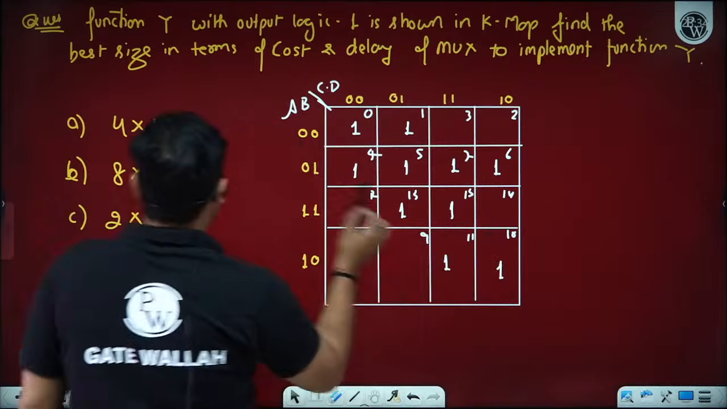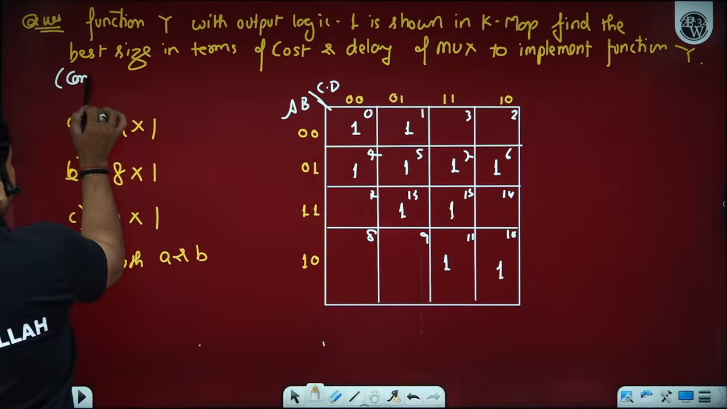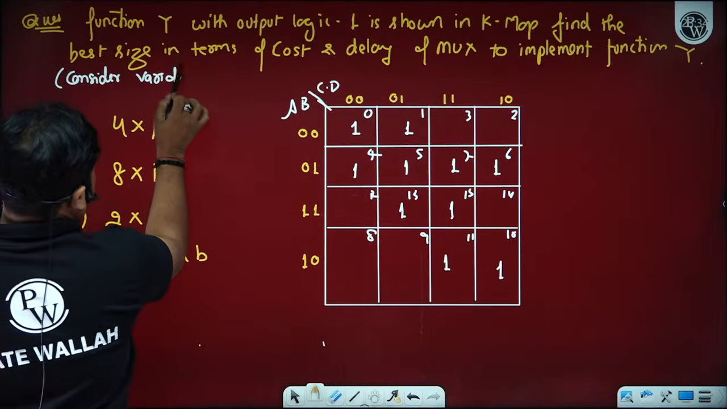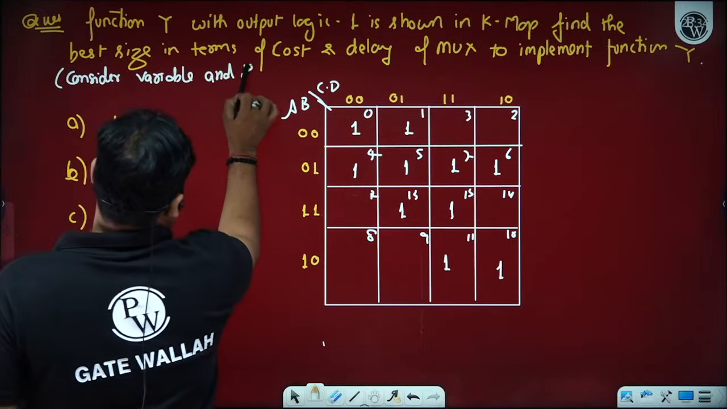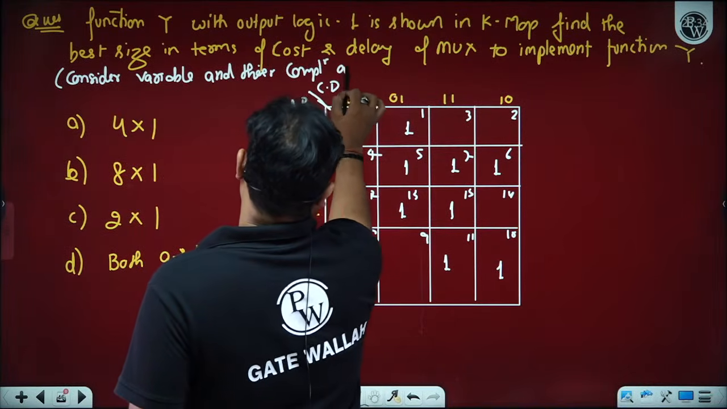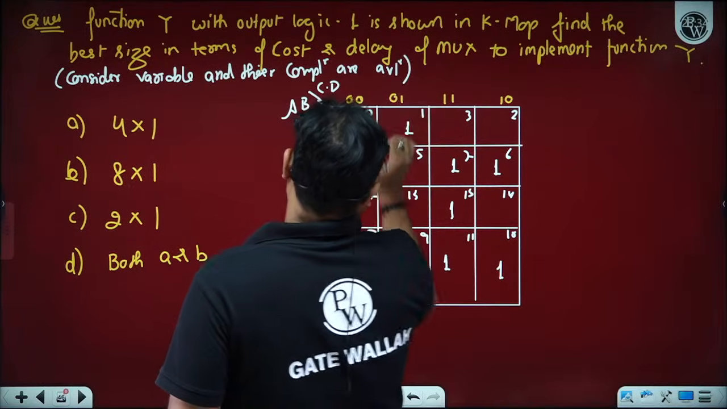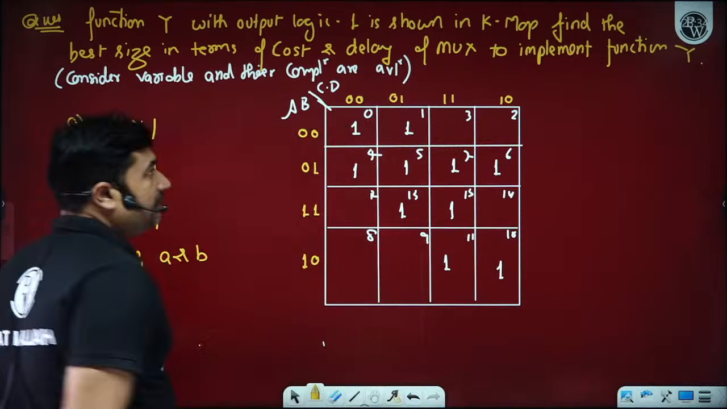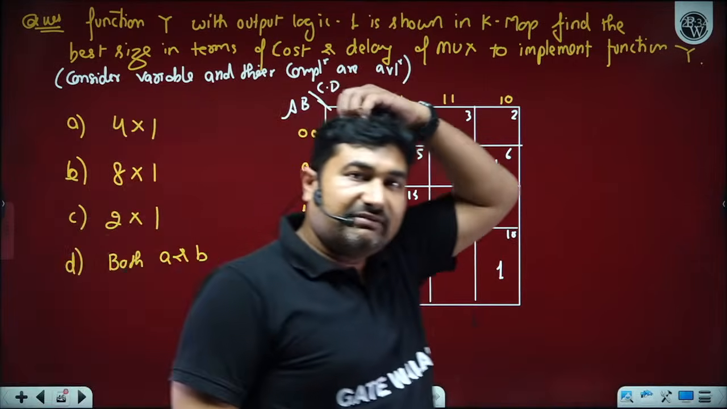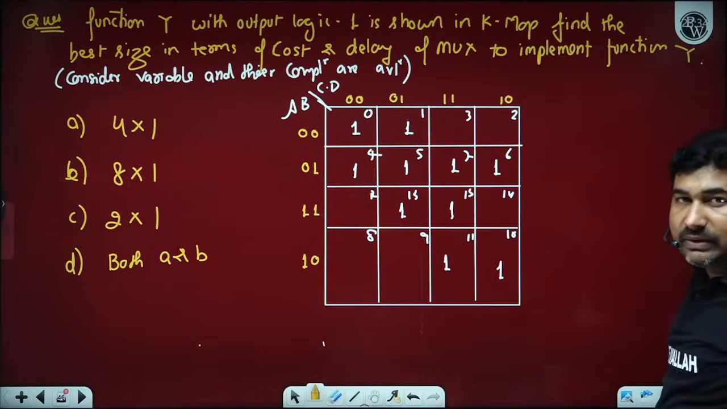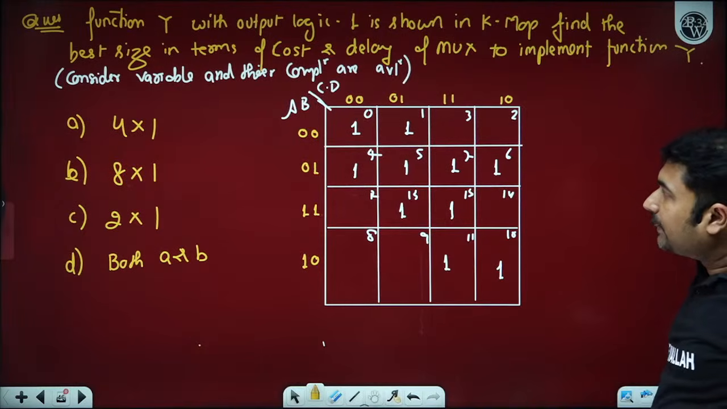Very important point. Consider that the variables and their complements are available. It means A and A bar are both available. So can you please tell me what will be the best size for this multiplexer?